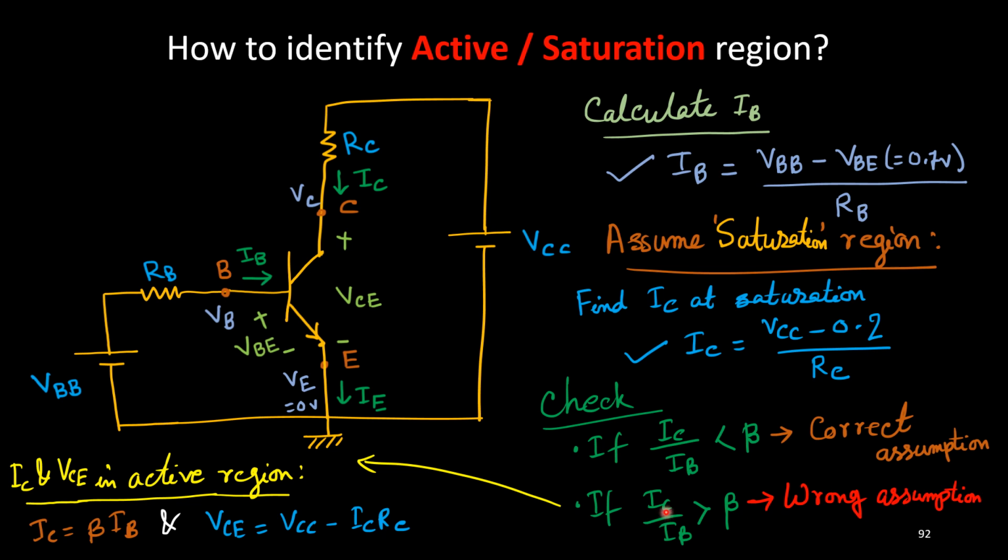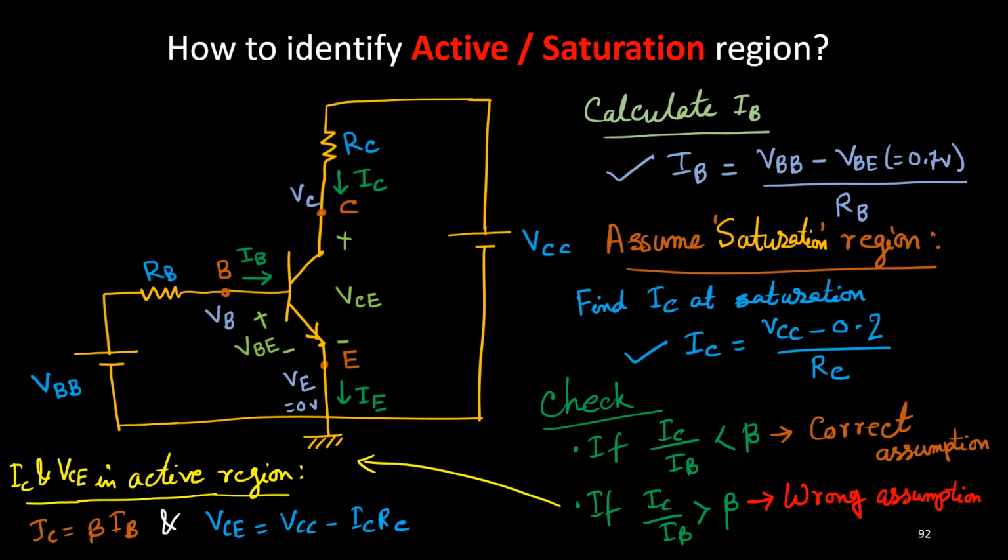Again, it is also not true. The wrong assumption means it should be in the active region. In the active region, IC equals beta times IB, so you need to recalculate these things. This IC is not true. IC should be equal to beta times IB, and accordingly you need to calculate VCE again. VCE will be VCC minus this IC into RC.